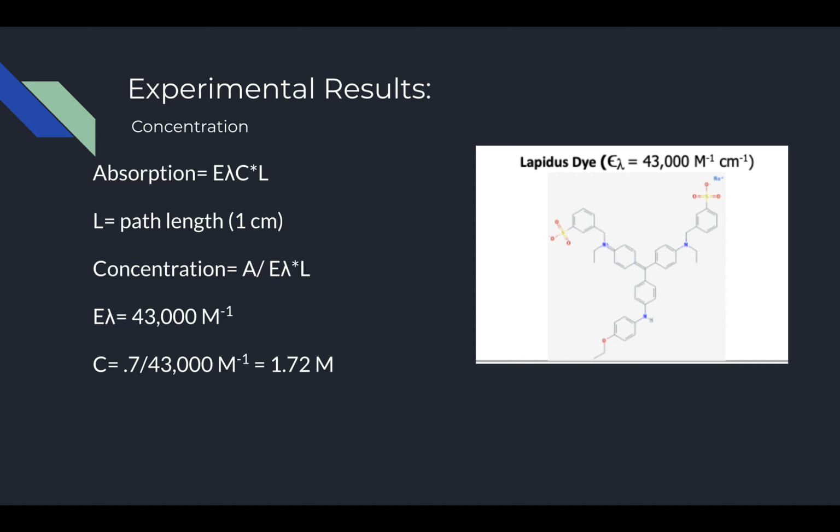Using the equation absorption is equal to epsilon of wavelength times C times L, with L being the path length of 1 centimeter, we were able to rearrange it to find the concentration: concentration is equal to A, or absorption, over epsilon lambda times L. And epsilon lambda was 43,000 M^-1. We divided 0.7, which was the peak absorption, by that to get 1.72, which is closest to the Lapidus dye concentration.